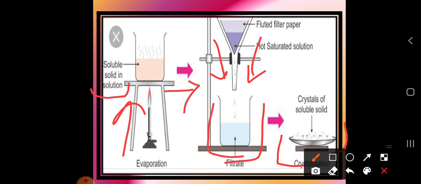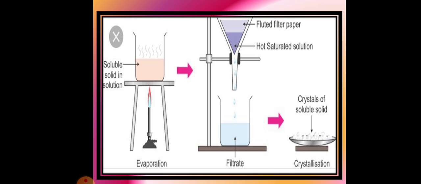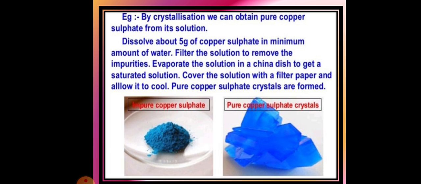To complete this procedure, we need the soluble solid in solution in a beaker, and a burner for the evaporation process. After the evaporation, filter it with the help of filter paper. Then the hot saturated solution you get should be kept for crystallization. You will get the crystals of the soluble solid. These are the 4 steps. Let's take one example to understand this.